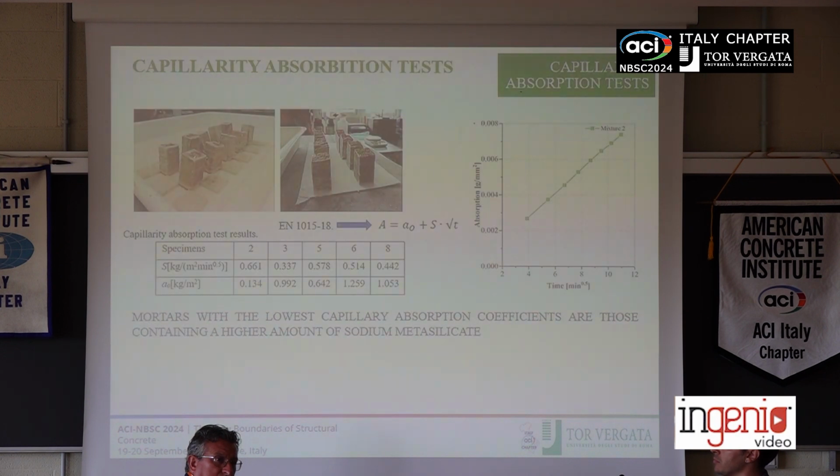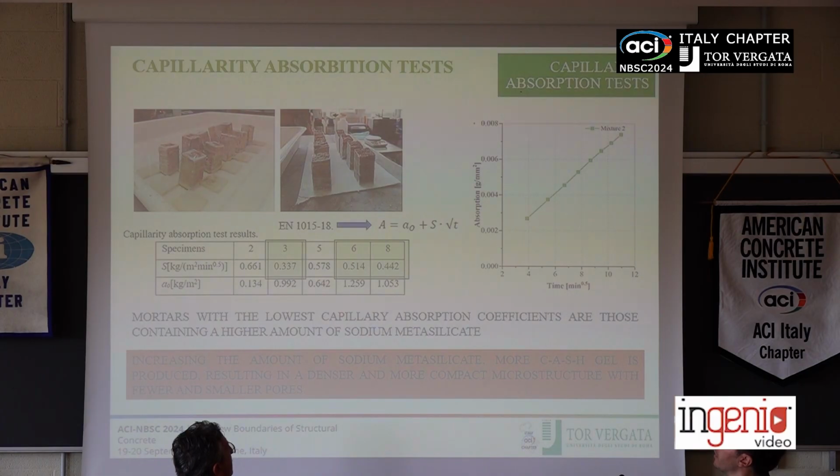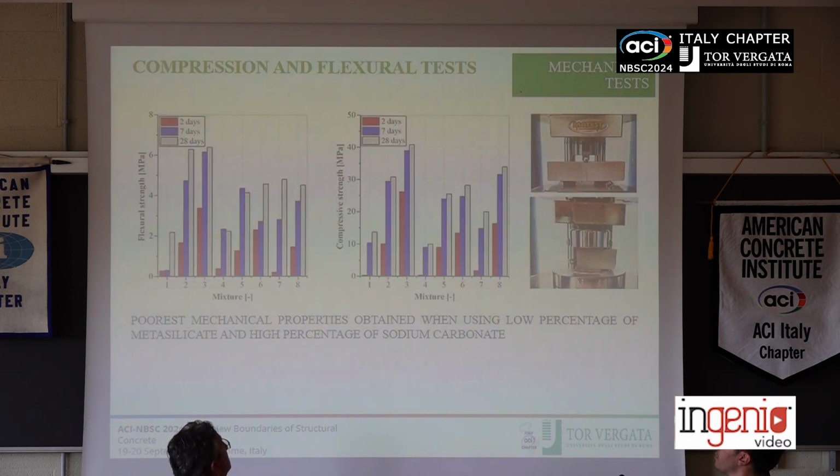behavior. Moving to the capillarity absorption test, what can be seen from this slide is that, as you can see from the table, the mortars with the lowest capillarity absorption are those containing the highest amount of sodium metasilicate. The reason for this can be mainly attributed to the fact that increasing the amount of sodium metasilicate led to a higher production of C-A-S-H gel, and as a consequence the mortar starts to become more dense, more compact, with fewer pores.